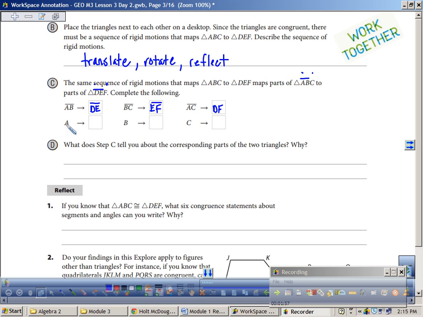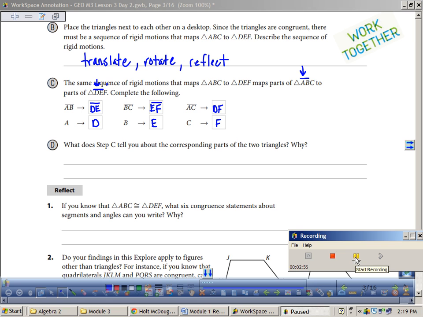So, angle A corresponds with what angle? Alright, so A, everybody look up here. So A corresponds with what? With D. See that? So A corresponds with D, B corresponds with what? E, and C corresponds with F. I'll give you guys a second to get out your books.